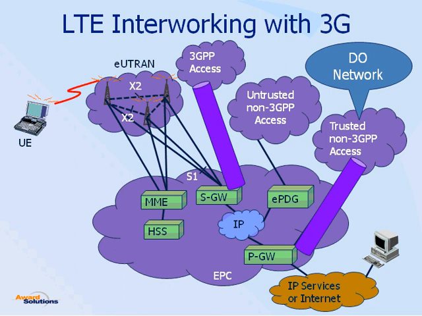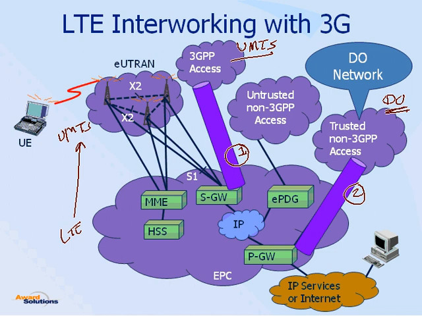How does LTE work with pre-LTE 3G systems? So here, we are showing you two basic ways. We are just taking two examples, one the UMTS access here, and one 1xEV-DO access. So going from, let's say, LTE to UMTS, then we will use the help of the tunnel between the SGW, serving gateway, and the UMTS access. So maybe it could be just the RNC of UMTS. That is one possible approach. So we will use connectivity between the SGW and the UMTS access to support interworking with UMTS.